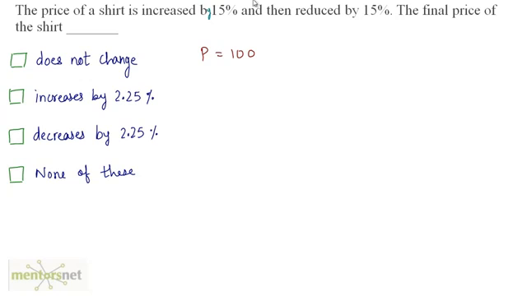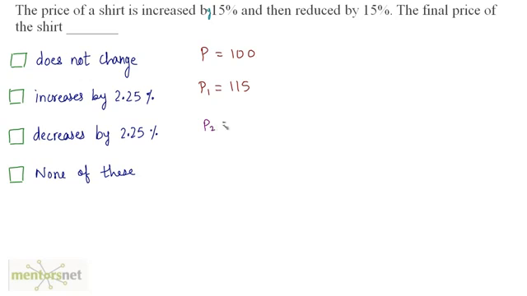Now we are increasing the price by 15%. So P1 will be equal to 100 plus 15% of 100. That means 100 plus 15. So the new price will be 115 rupees. And then this price is reduced by 15%. Which price is reduced by 15%? Well, the increased price is reduced, not the base price. So P1 is reduced by 15%.